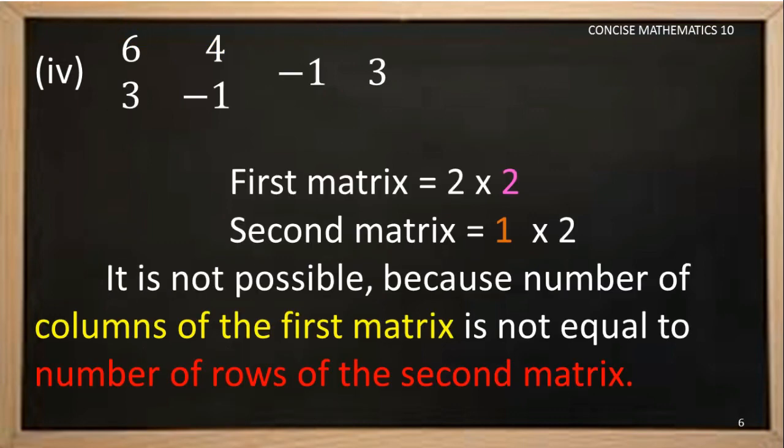Question number 4. In this question, if you identify, the first matrix is of order 2 by 2 and the second matrix is of the order 1 by 2. The number of columns in the first matrix is 2 and the number of rows in the second matrix is 1. So we can say that it is not possible because the number of columns of the first matrix is not equal to the number of rows of the second matrix.